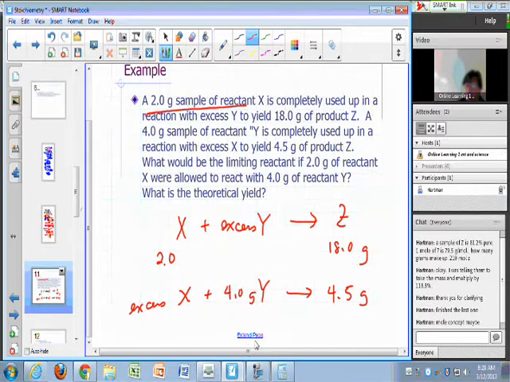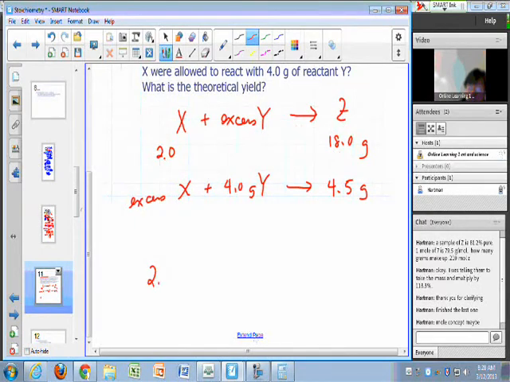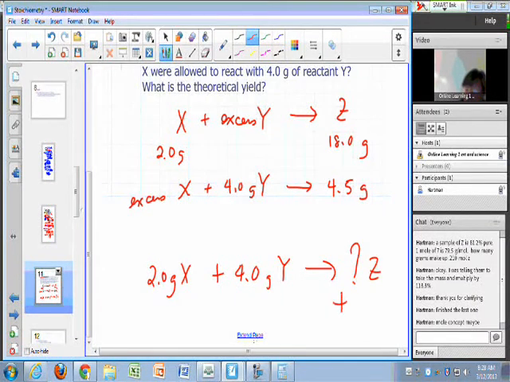Okay? The question here is, what would be the limiting reactant if I were instead going to mix 2 grams of X and 4 grams of Y? How much Z can I get? What's my theoretical yield? And what's my limiting reactant?